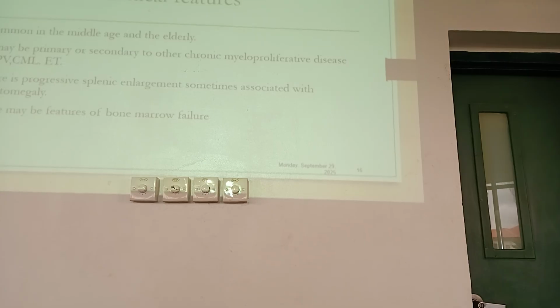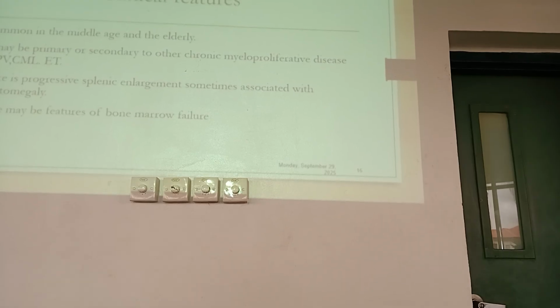Because the bone marrow cannot function again, secondary hemopoiesis will now be called upon from the spleen and the liver. So the liver and the spleen will take over the function of the bone marrow, and in the process get enlarged. They get enlarged because you are overworking them.